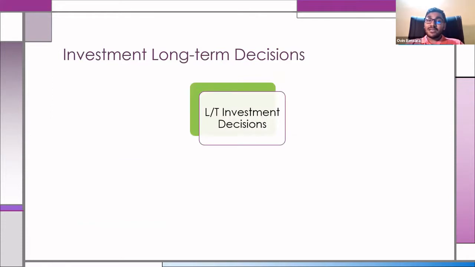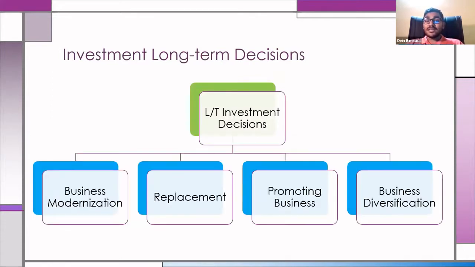Then investment long-term decisions. When it comes to investment long-term decisions, now we are talking about investing. Financing part is done. Financing, we had two, mainly short run and long run. We discussed under that. Now we have investments.